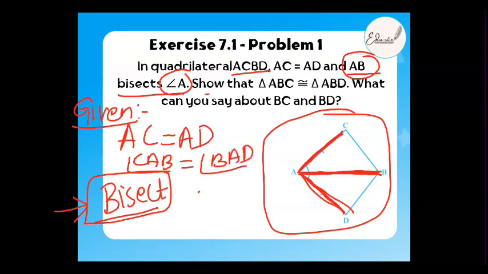Next, they have given that show that triangle ABC is congruent to triangle ABD. What can you say about BC and BD? Now we have to show that these two triangles are congruent. How will you show, Laiba? What do we have? AC is equal to AD, correct? Where is AC? This is AC, correct? This is equal to AD. We have got one side, right, Laiba?